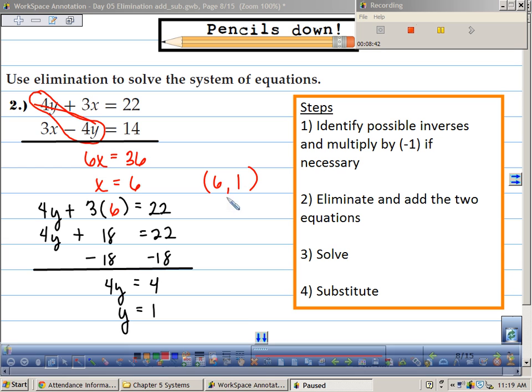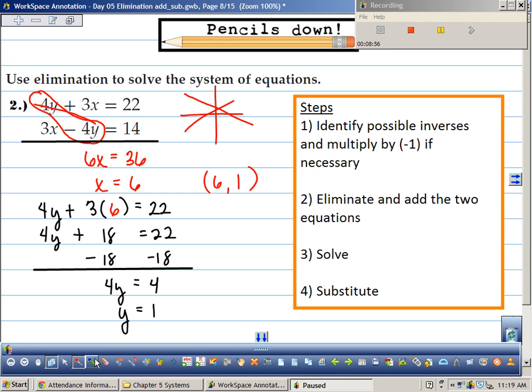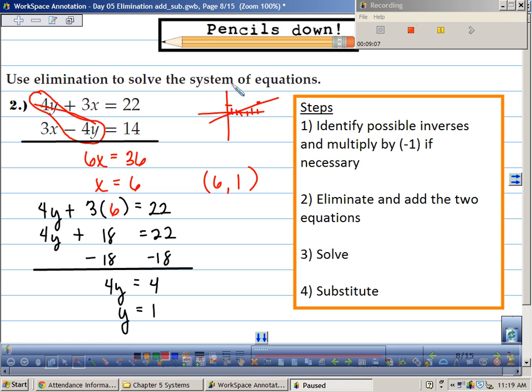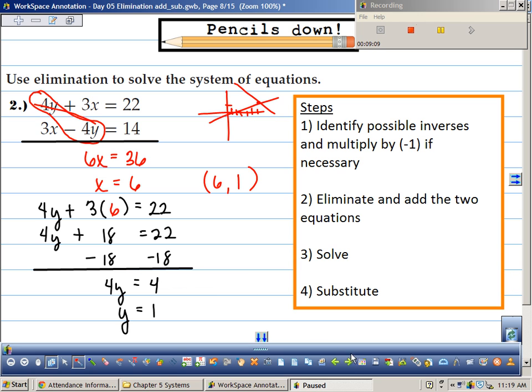Okay, so 6, 1. That's where our two lines intersect, right? You've got two lines and they intersect at 6, 1. Should be moved over a little bit, right? So we're just going to pretend, 1, 2, 3, 4, 5, 6, and 1. So you've got two lines intersecting here. All right, questions? Go ahead and copy that one down.